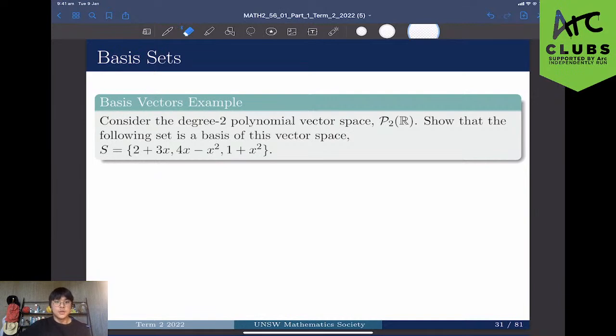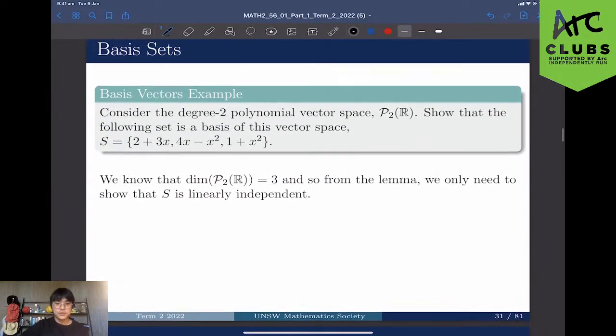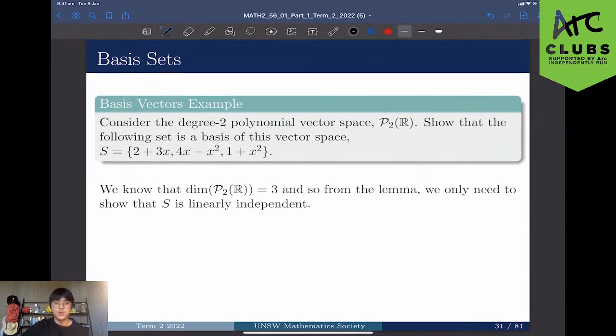So consider a degree 2 polynomial vector space. Show that the following set is a basis of the vector space. We're given 3 polynomials here, which are supposed to span P2(R). P2(R) is the space that goes up to x squared. And we know that the dimension of P2(R) is equal to 3 because it's comprised of only 1, x, and x squared. Since that's equal to 3, and we have 3 elements in S, to prove that S is a basis, we just have to show that S is linearly independent.